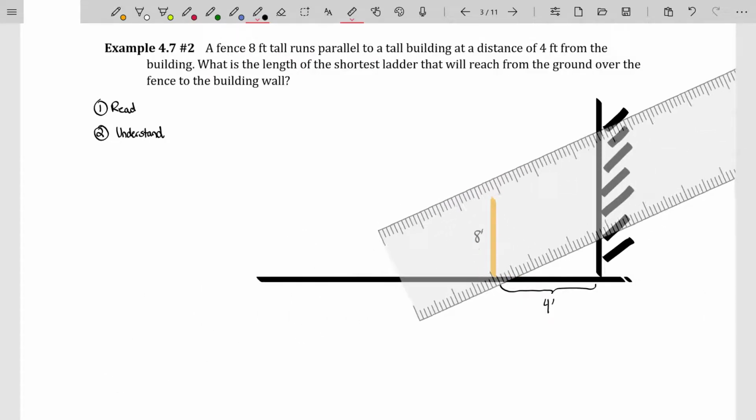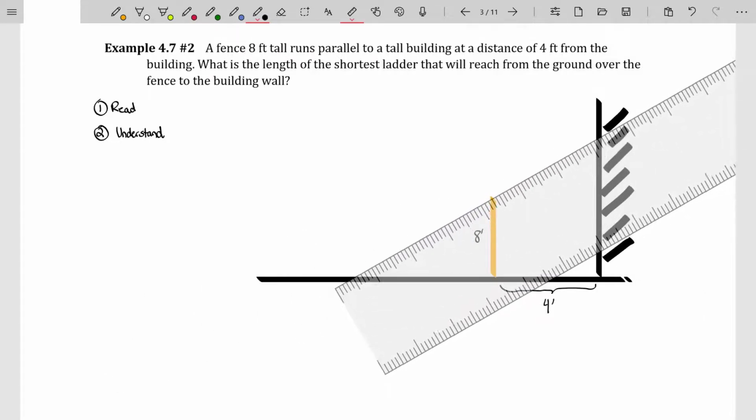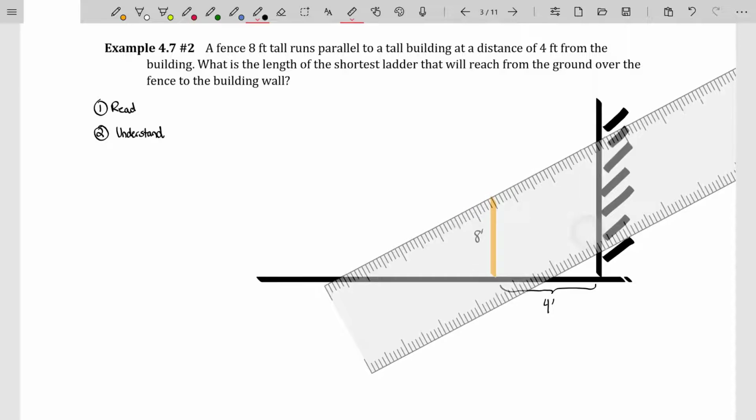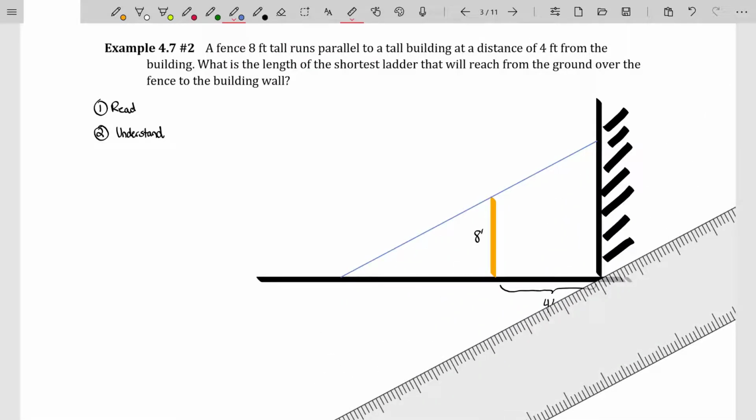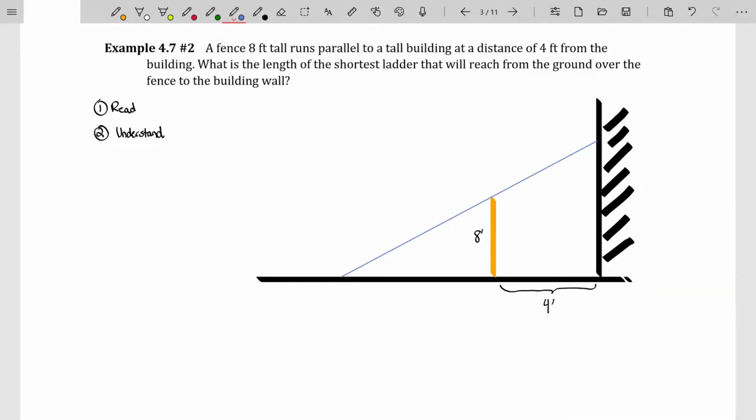What I'm going to do is just draw in a ladder for now. It won't be the optimal length ladder. It'll just be a ladder. So here is my drawn ladder. All right, I'm going to remove that ruler. So we've read the problem. We should at this point understand. I do need to label stuff here. So let's go ahead in this case and label some things. I'm going to label this ladder length L.